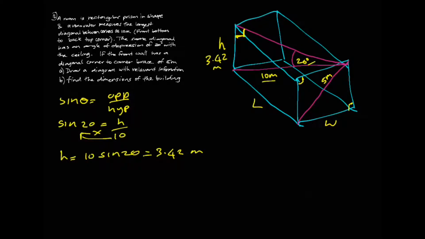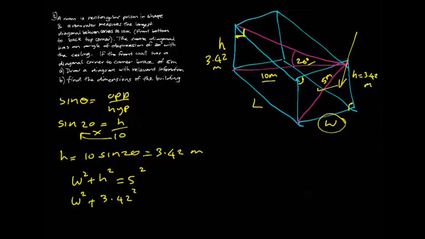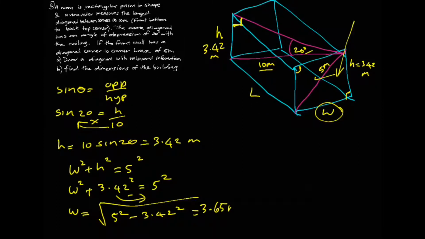So now we know for this triangle we've got two pieces of information. We've got H equals 3.42 meters, and we know the hypotenuse is 5 meters. So using Pythagoras we can find W. So W squared plus H squared is equal to 5 squared. W squared plus 3.42 squared equals 5 squared. That comes over to minus, so W equals the square root of 5 squared minus 3.42 squared equals 3.65 meters. So this is 3.65 meters.